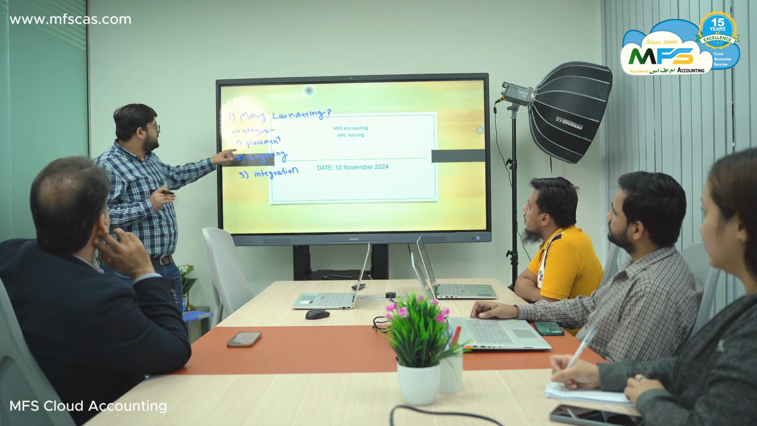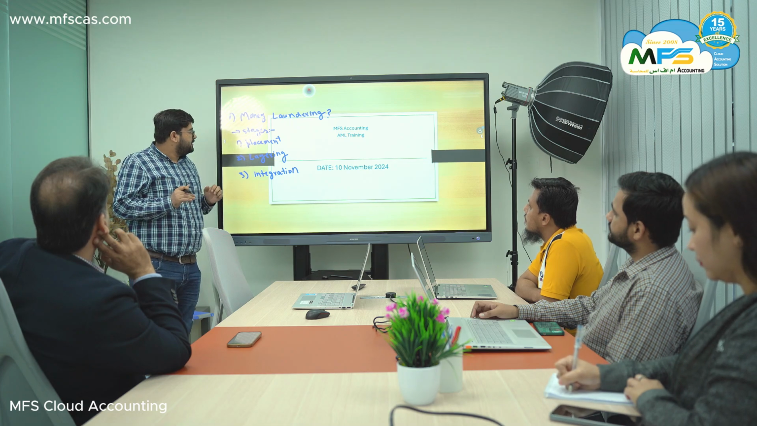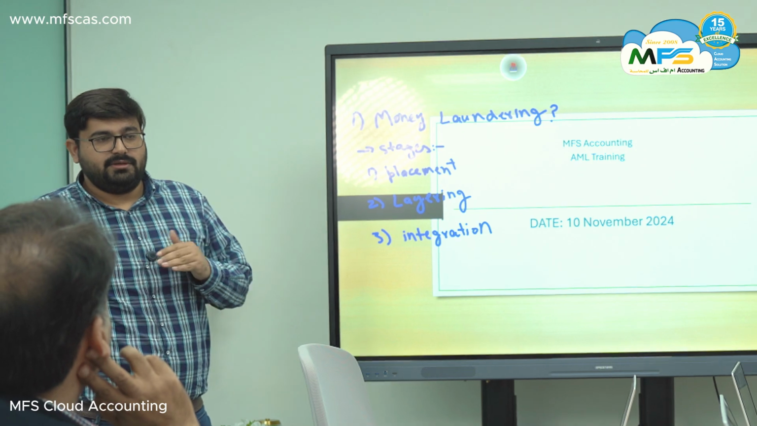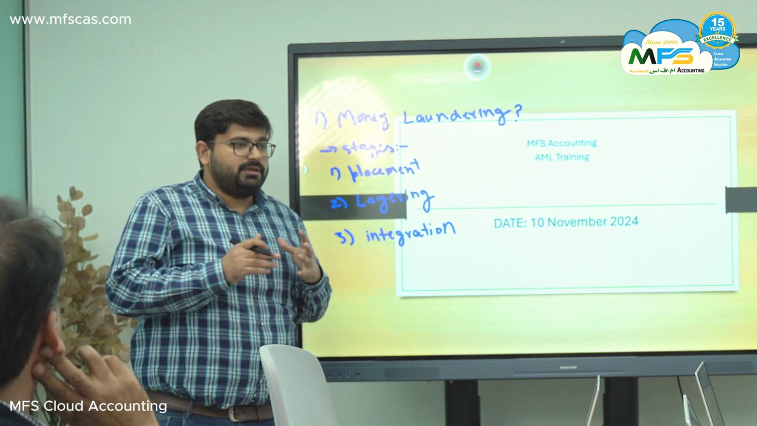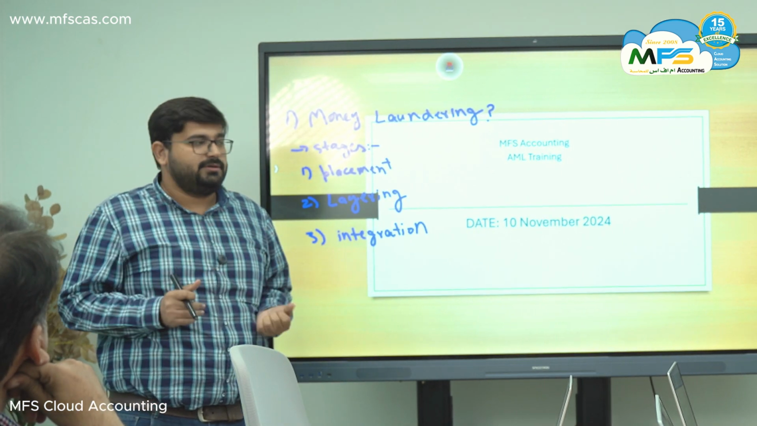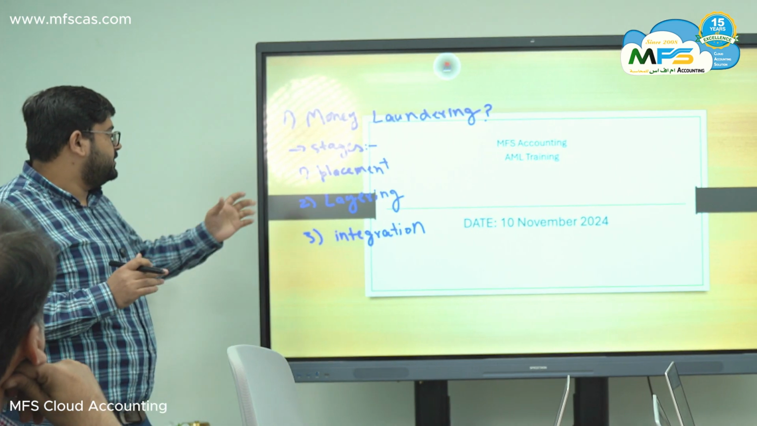First is placement. Placement means injecting dirty money into the legitimate system. Like they deposit their money in different accounts. They have 3 to 4 bankers, and they put deposit money there. Okay, this is the process of placement.